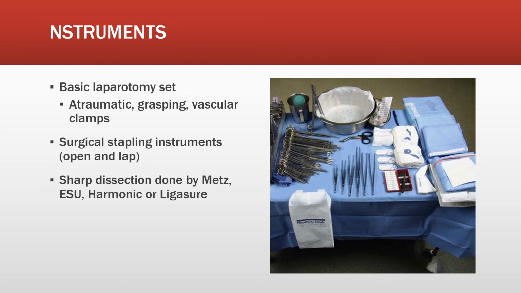All right, as far as instruments are concerned, again, basic laparotomy set, atraumatic, grasping, and vascular clamps. Okay, so a common thread, again, our laparotomy set. Surgical stapling instruments, both open and laparoscopic, depending on what type of procedure we're doing, will be used. If you remember from our instrument chapters, this is going to be our TA, our EEAs, and our GIA staplers. Okay, and then sharp dissection is usually done by Metzenbaum scissors or tonotomy scissors, which we've not learned yet, but you will. Our Bovie, harmonic, and ligatures are all very commonly used in these surgeries.